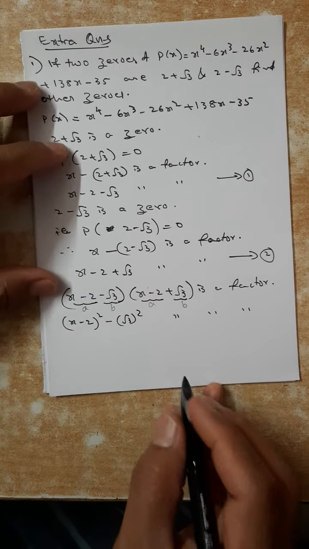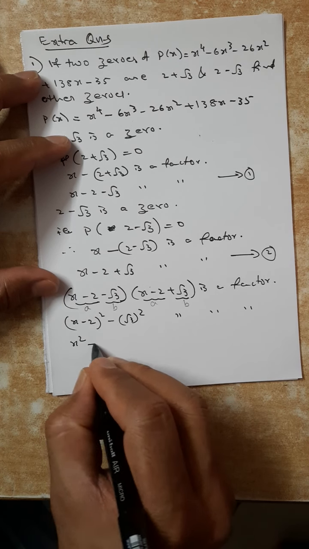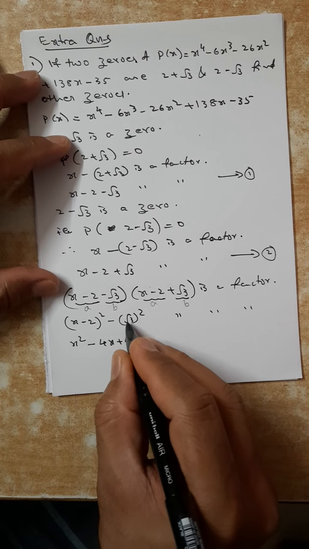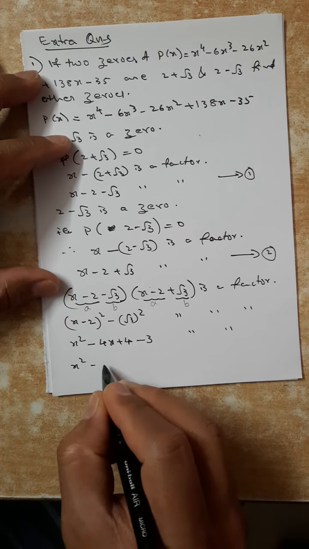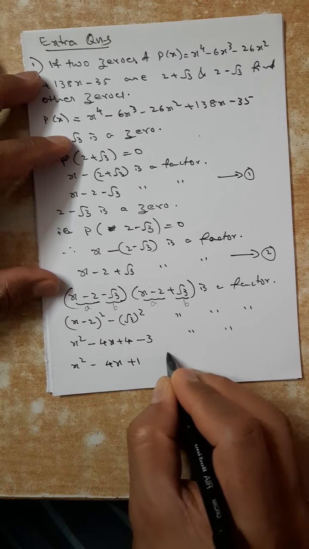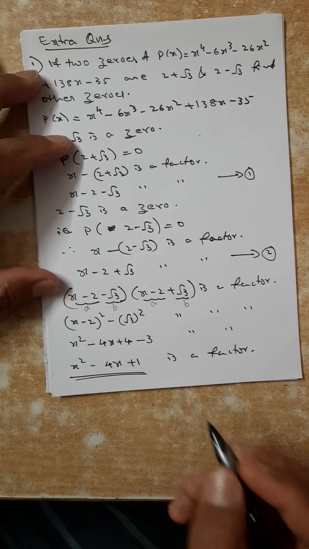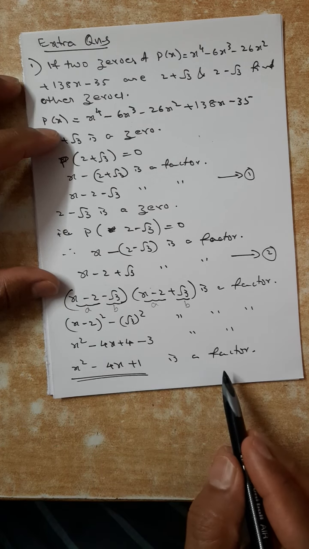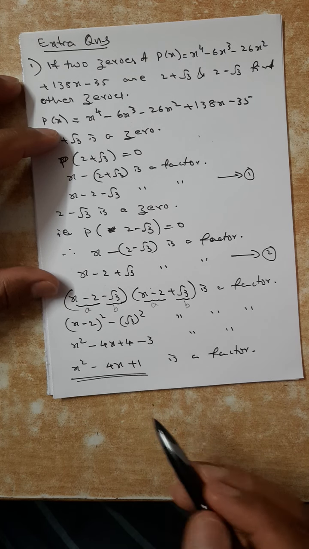This we can solve, that is x minus 2 whole square, a minus b whole square, x square minus 2 into x into 2, that is 4x, plus 4 minus root 3 square, 3, is a factor. Here we can say x square minus 4x plus 1 is a factor. Because of these two given factors, we can say this is also a factor. Now you know what to do. We have to divide with this.